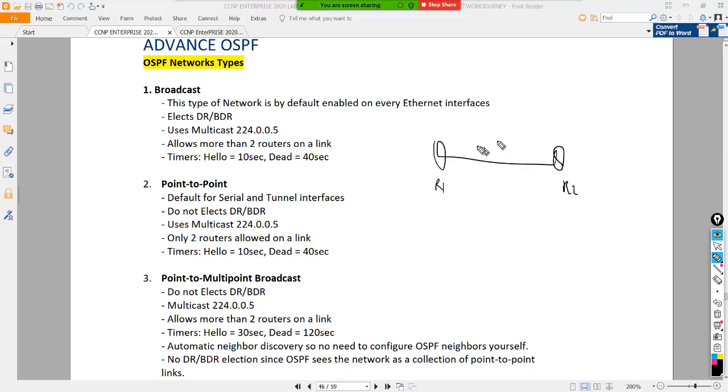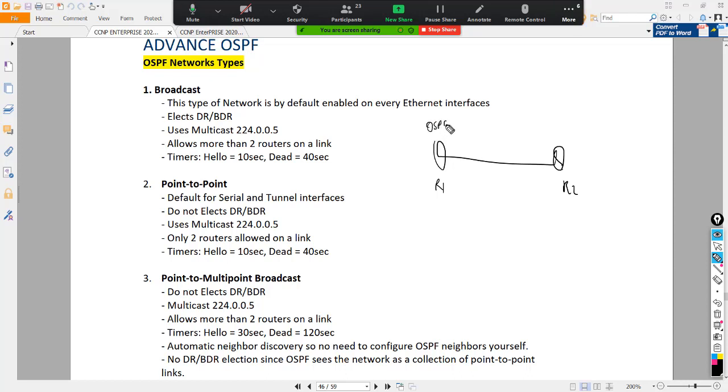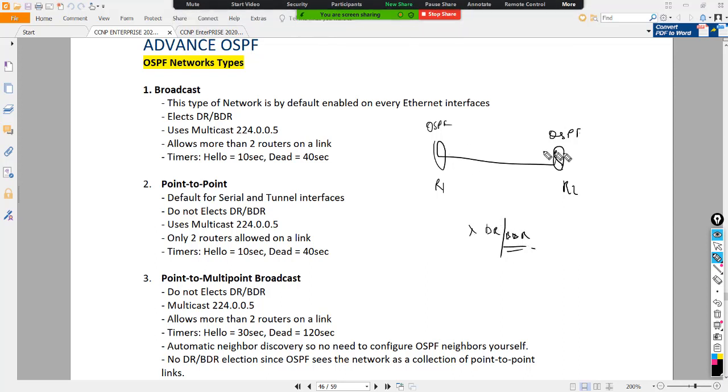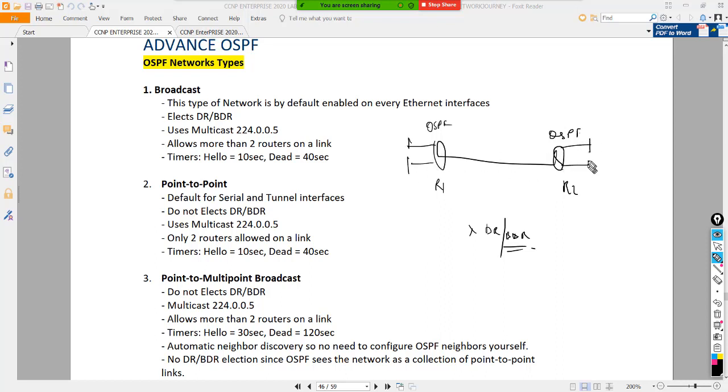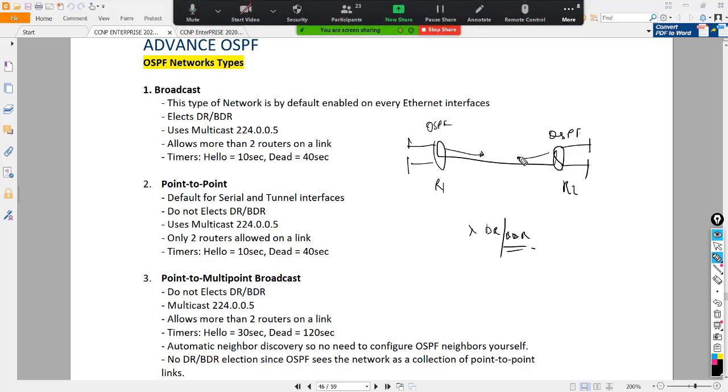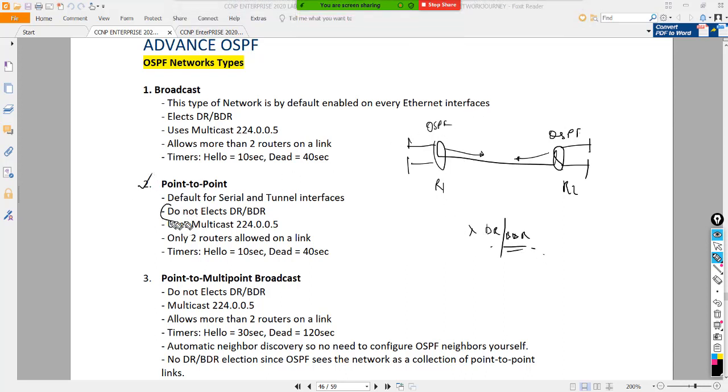So in this scenario, let's say I have OSPF running. I don't need DR and BDR. First of all, I don't need DR and BDR happening here because there are only two routers. All the other networks which are behind these main routers are just getting advertised. They don't need DR and BDR in the case of point to point. That's why I say there is no election of DR and BDR.